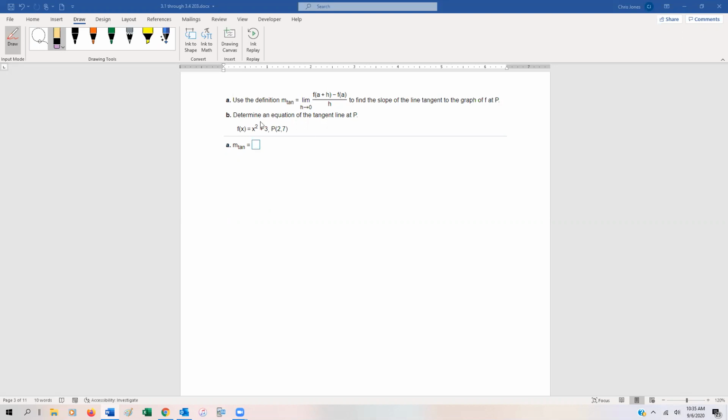So we have this function. We have a little bit more difficult function to deal with. We have f of x equals x squared plus 3, and we're looking at the point (2, 7). Just to get an idea of what we're looking at, we have our quadratic. So we have 1, 2, 3. We have this function that we're looking at, and the point (2, 7).